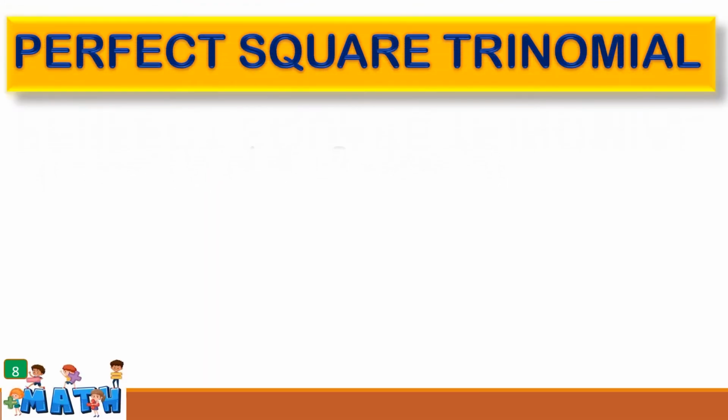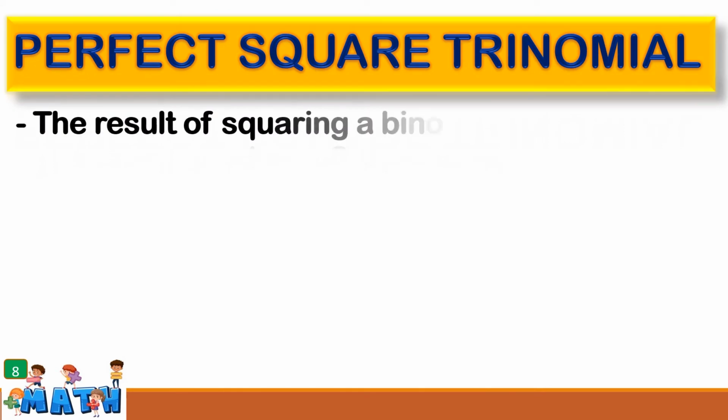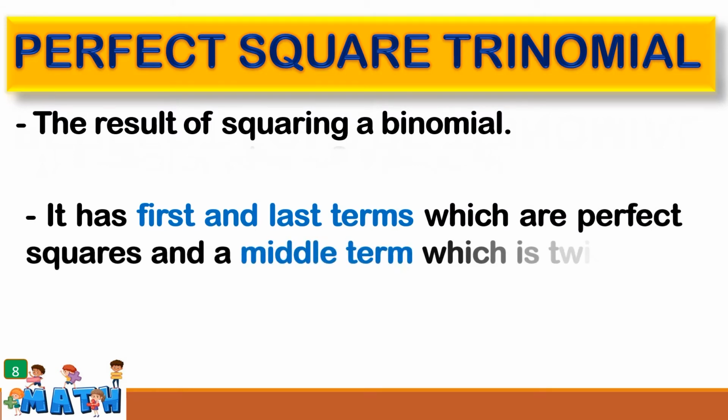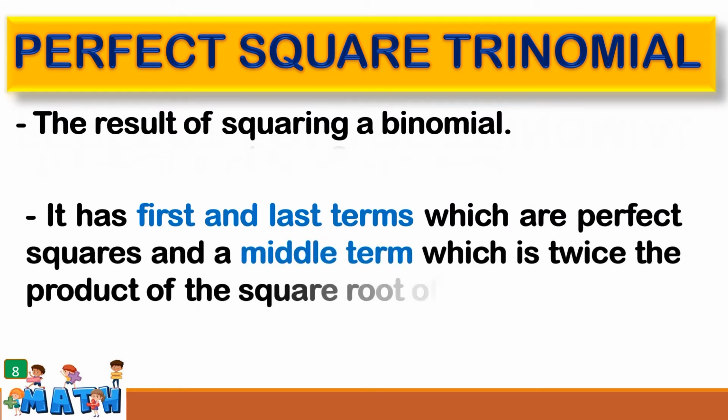By the way, what is a perfect square trinomial? A perfect square trinomial is the result of squaring a binomial. It has first and last terms, which are perfect squares, and a middle term, which is twice the product of the square root of the first and last terms.